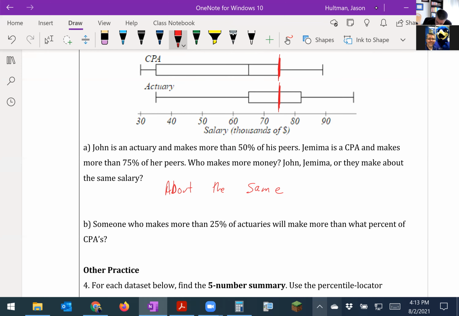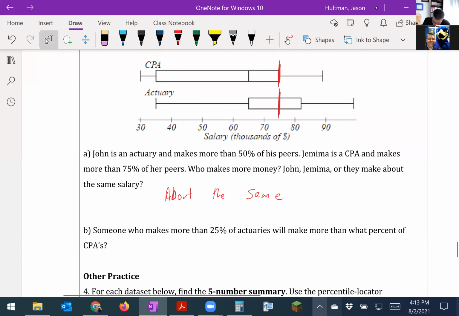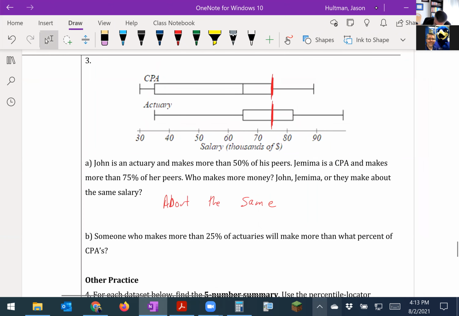Part B, someone who makes more than 25% of actuaries will make more than what percent of CPAs? More than 25% of actuaries is here. This is the 25th percentile for actuaries. And CPA is the 50th percentile, right? It's the middle, the median. Again, you can label these Q1, median, Q3 for the actuaries. And so the 25th percentile is the 50th percentile for the CPAs.